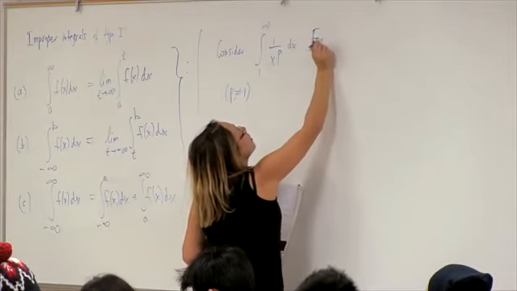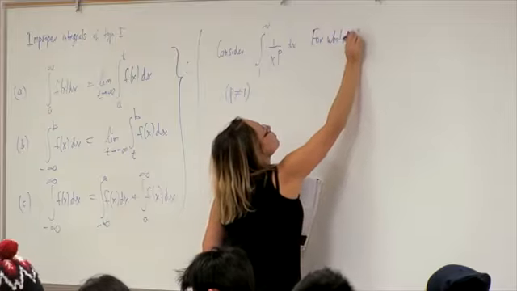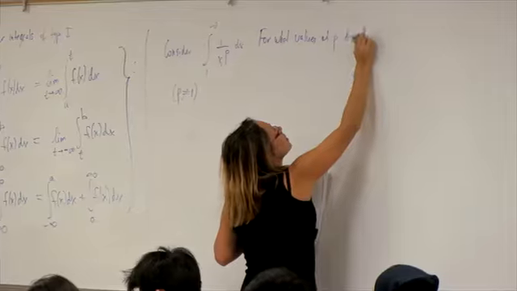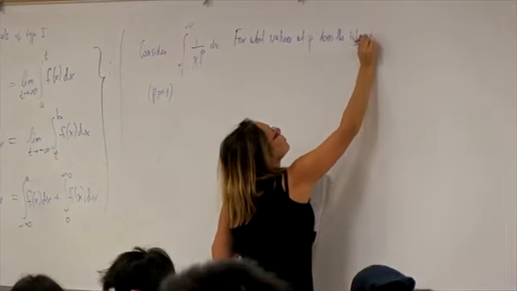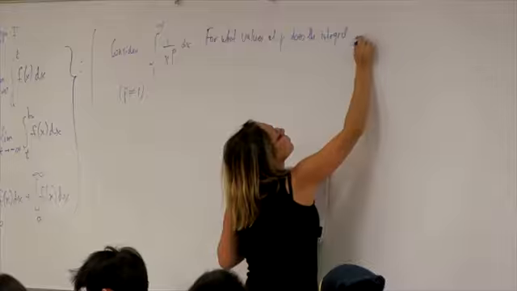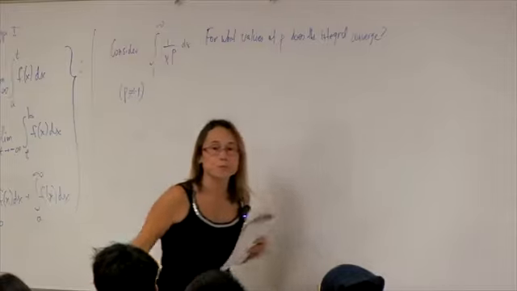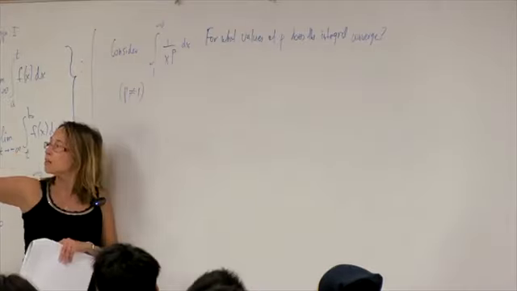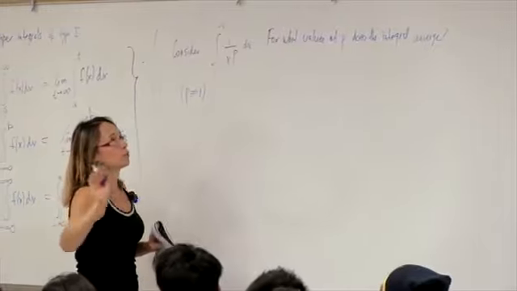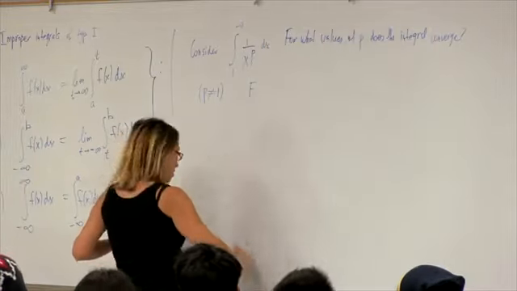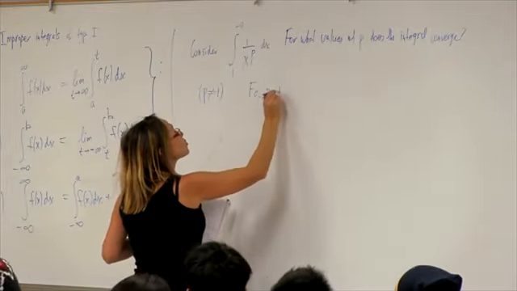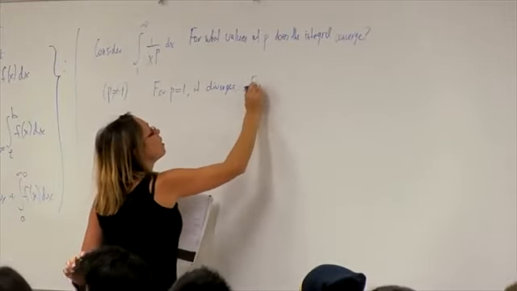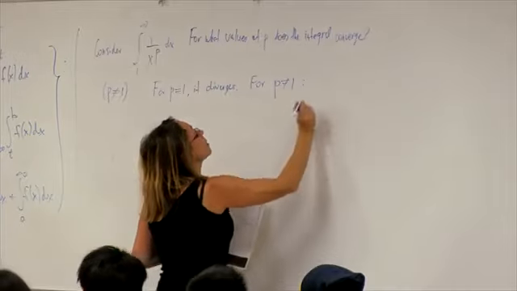For what values of p does the integral converge? That's the question. Okay, I'm not going to handle the case when p equals 1. That's a special case when we have a log. So we know that for p equals 1, it diverges. For p not equal to 1, what do we have?